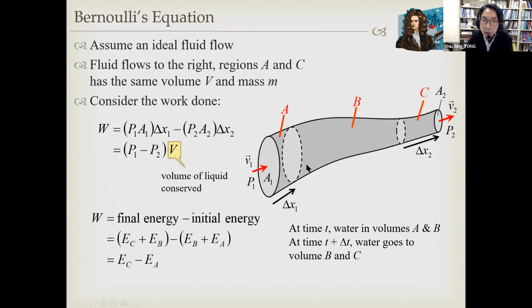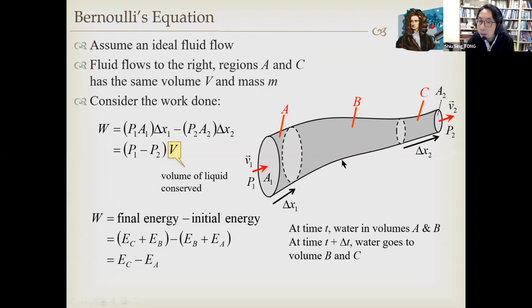Now we use the energy consideration. We consider total energy inside the tube. Of course, the energy inside the tube consists of 2 parts. The first part is the kinetic energy associated with the motion of the liquid. The other form of energy is the potential energy, because the tube may be rising or lowering, and different regions of the pipe may have different heights, right? So they will have potential energy.